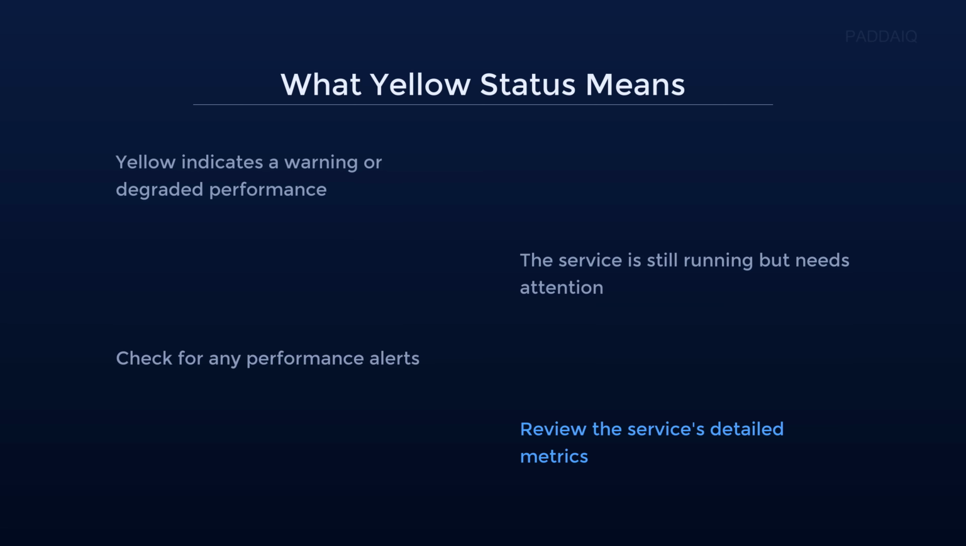Review the service's detailed metrics. This means you need to check the service's specific performance data and logs to understand what is causing the yellow status. For example, if your application is slow, examine metrics like response times and error rates. This step is essential to identify and resolve the underlying issue.